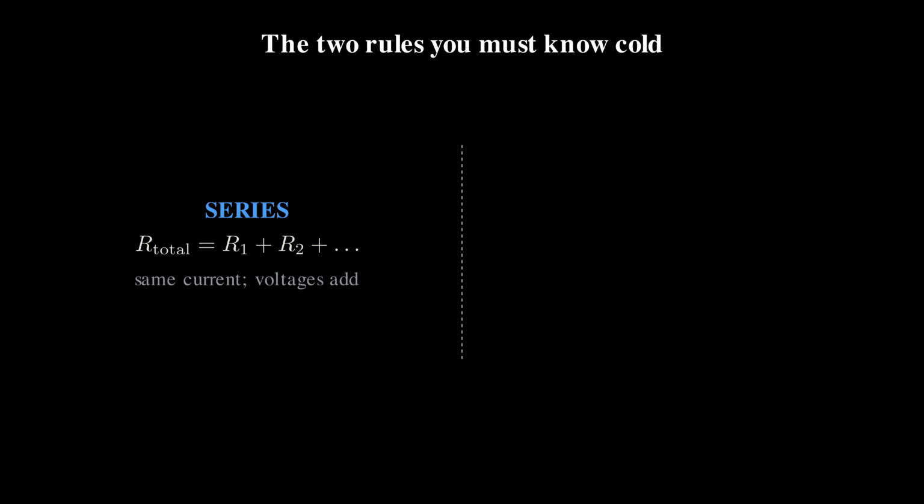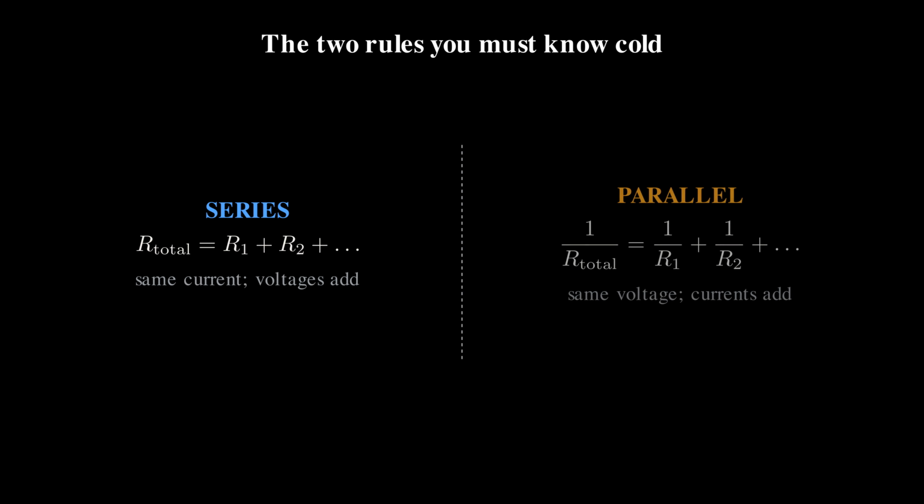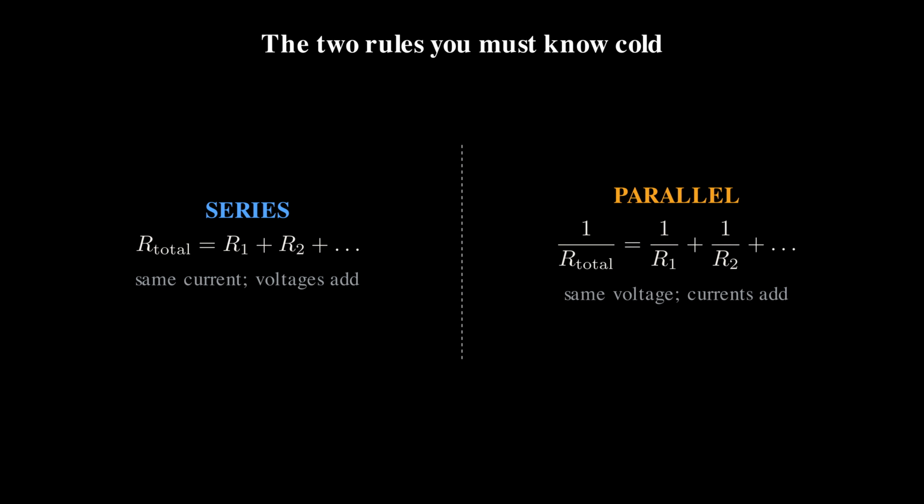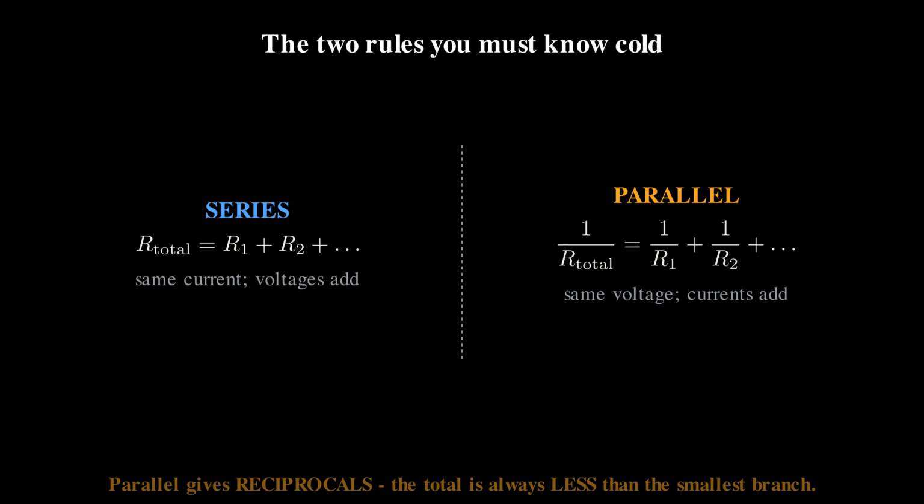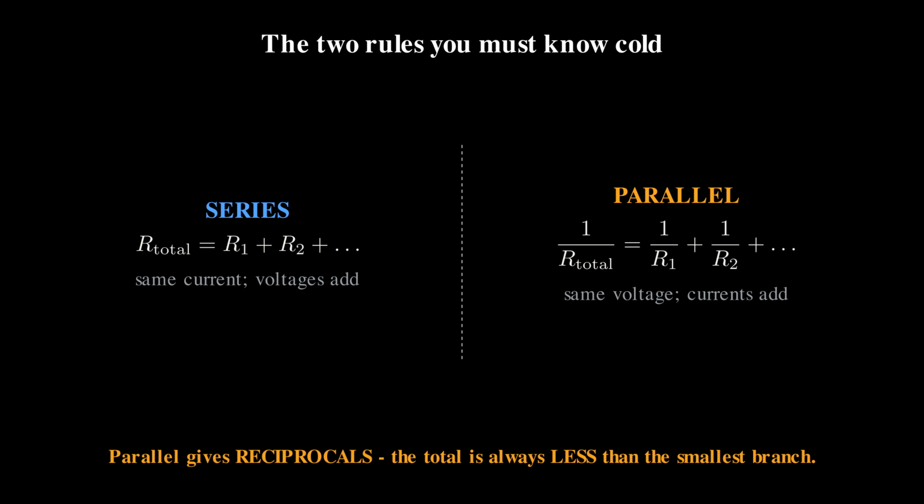In parallel, you add the reciprocals. 1 over the total equals 1 over R1 plus 1 over R2. And here, it's the voltage that's shared, while the currents add. The consequence to remember: a parallel combination is always smaller than even its smallest branch.